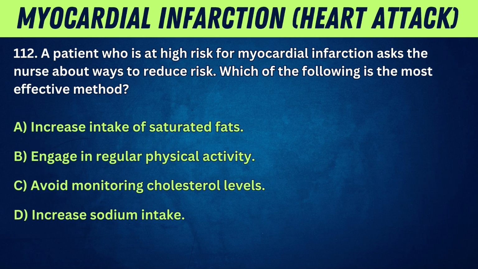112. A patient who is at high risk for myocardial infarction asks the nurse about ways to reduce risk. Which of the following is the most effective method? A. Increase intake of saturated fats. B. Engage in regular physical activity. C. Avoid monitoring cholesterol levels. D. Increase sodium intake.